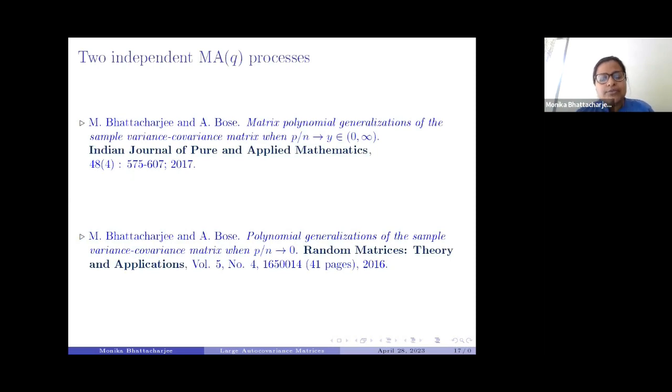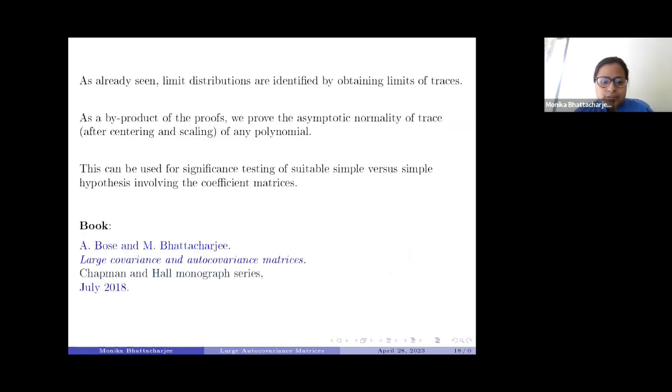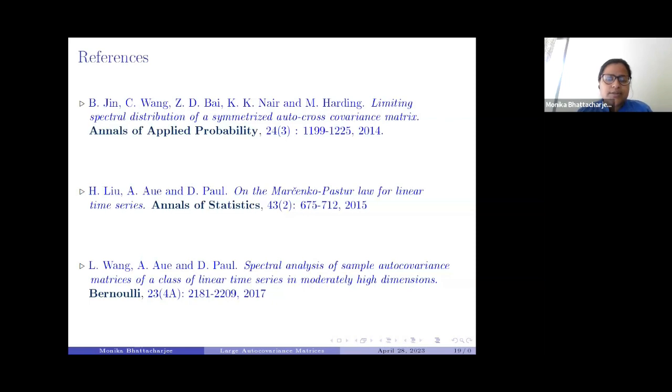And these are the papers where we deal with more than one independent time series model together. And these are the references for the existing results that I talked about.